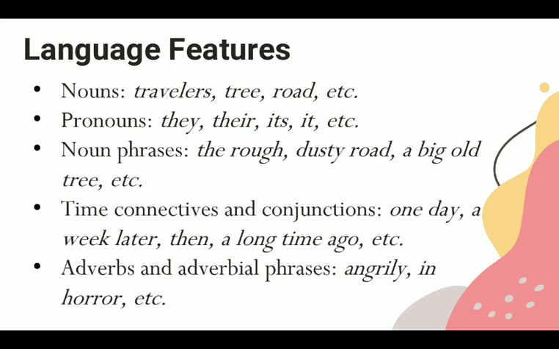The third one is noun phrase, and then time connective and conjunctions, because this story is told in chronological, so the connectives, the time connective and the conjunction is really needed because it is helpful for the readers to know step by step of the story, like that. Next one is adverbs and adverbial phrases. Okay, it usually used to describe more about the verb and the activity from the characters that are told in the story.